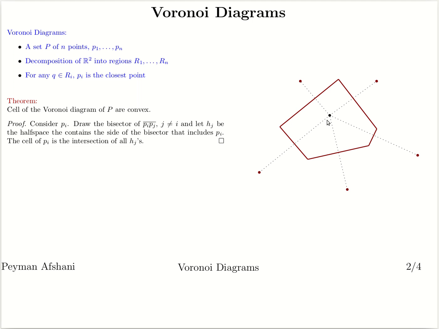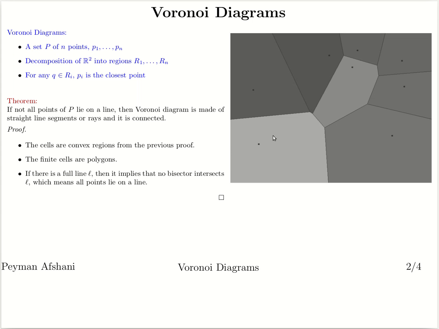So far we have proved that the cells of a Voronoi diagram are convex. The next thing we'd like to prove is that unless all the points of P lie on a line, the Voronoi diagram is essentially made up of straight line segments, or rays that go to infinity on one side. To prove this, first observe from the previous lemma that all the cells are convex objects. Of course, the finite cells are convex polygons, and the infinite shapes are basically something like this.